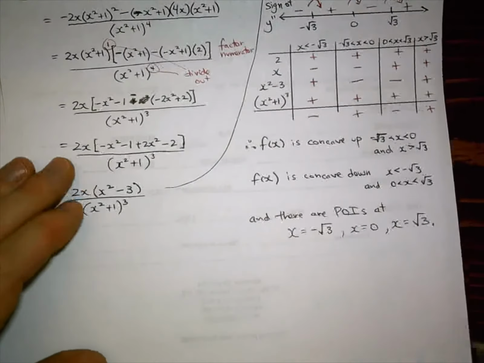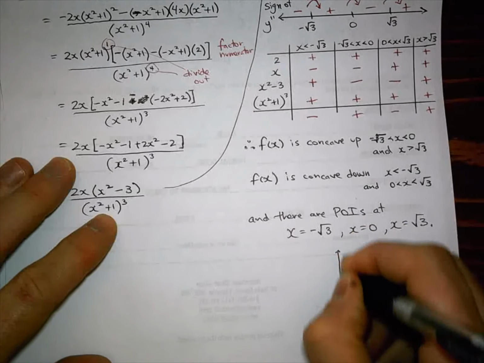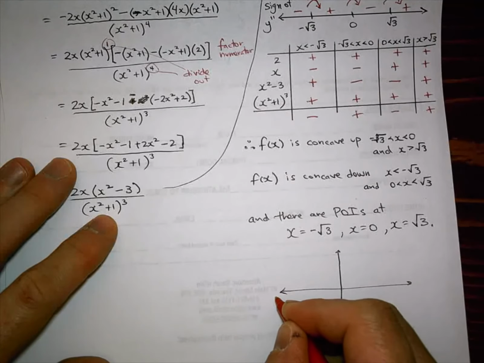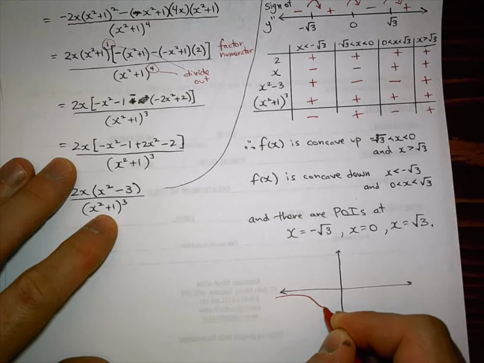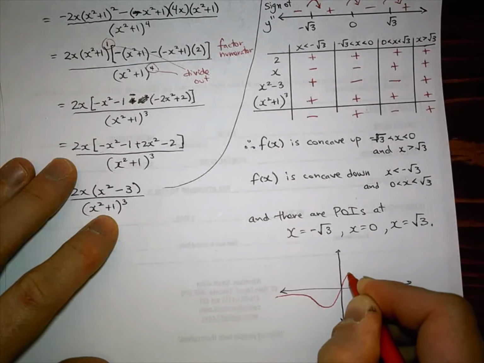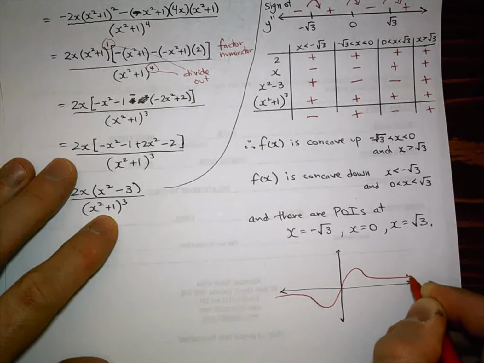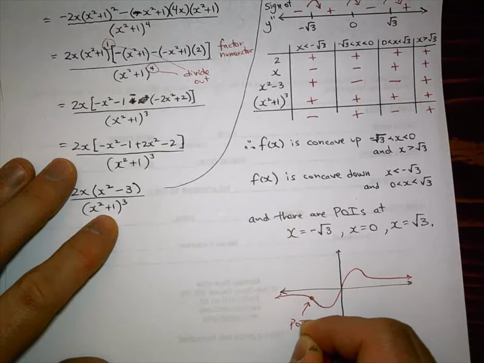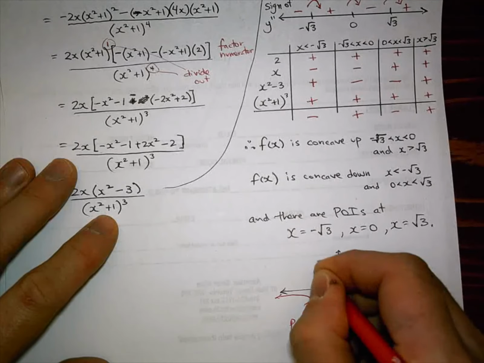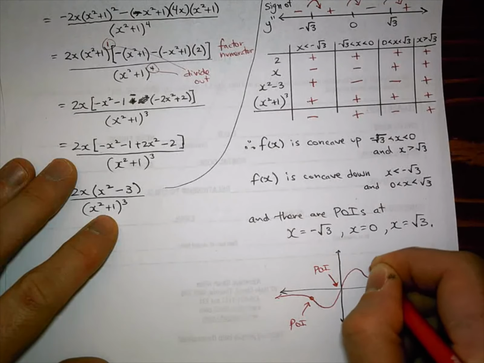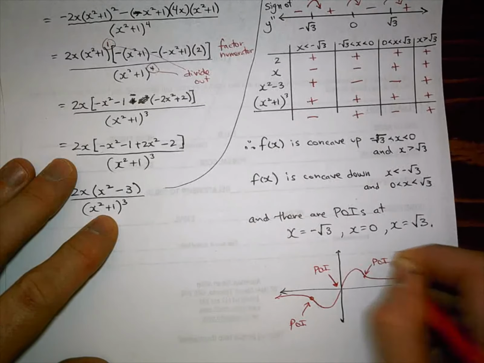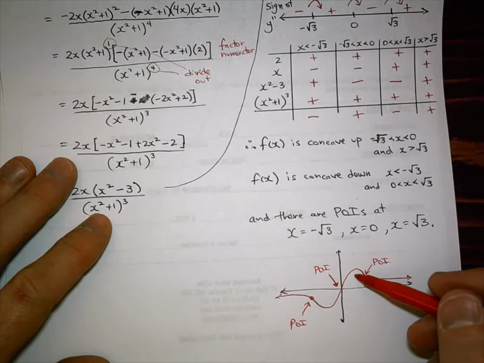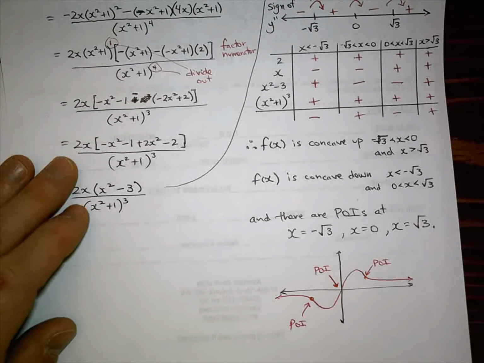Do you want me to just do a little sketch there? Sure. So let's do it like this. So it goes like this. Neato. So we have a POI, we have a POI, and we have a POI. Remember, the POIs aren't ever at the max and min points. They're where it changes the shape. The max and min points, how do we find those out? Refer back to your previous lessons.